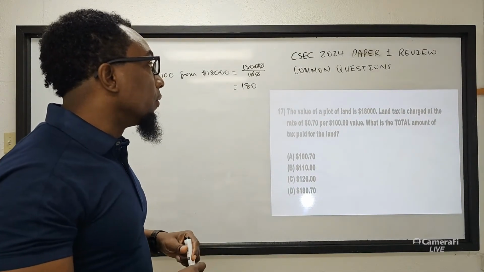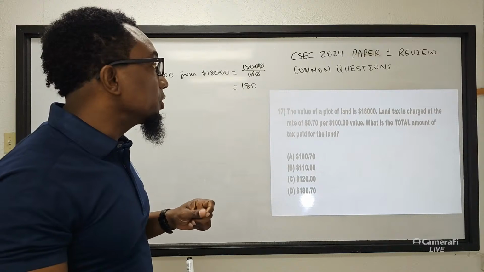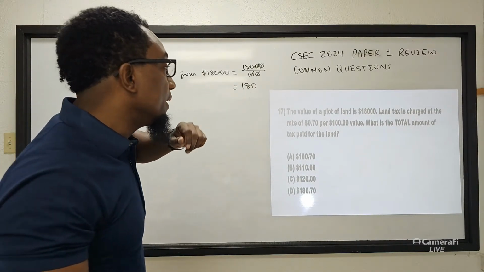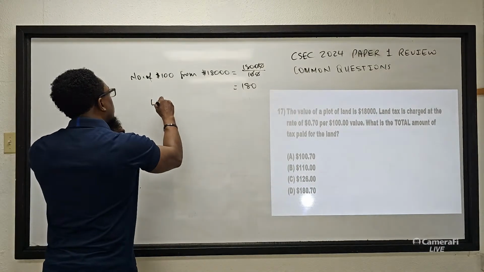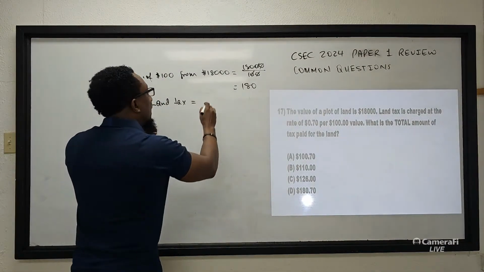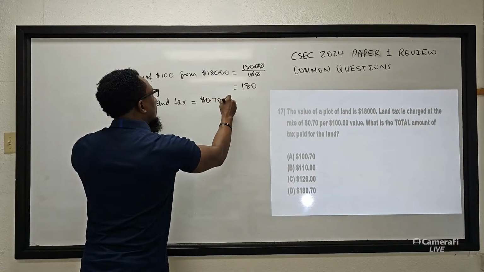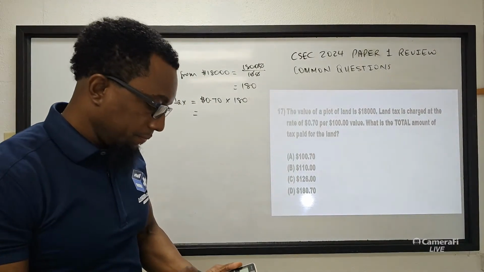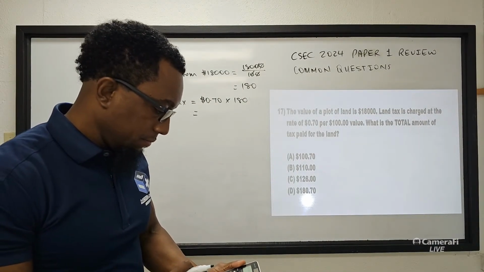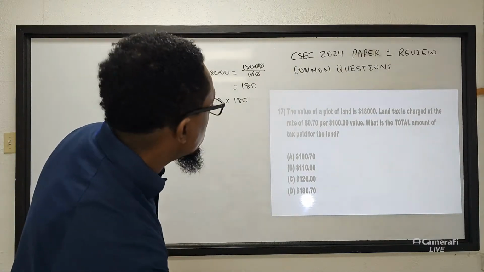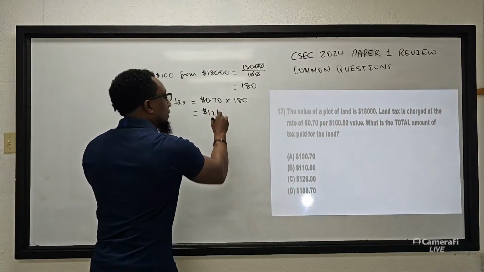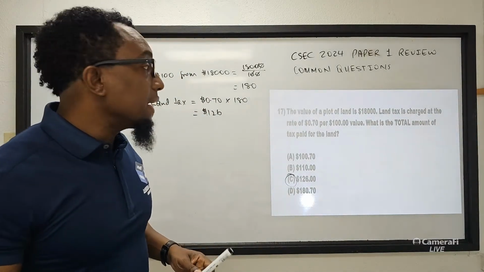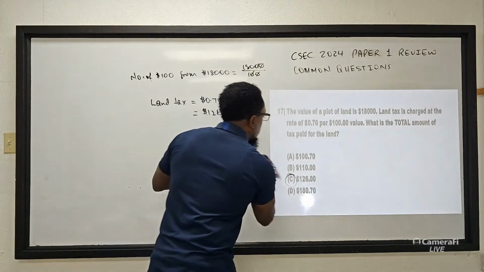So therefore, we know if land tax is charged at a rate of 70 cents per 100, and we have 180 of them, then the land tax will be to multiply 70 cents by 180. Yeah? And 70 cents by 180 will give us $126. So the answer is C. So another common question, right? We see it in the consumer arithmetic part of the paper. Yeah? So let's look at question 18.